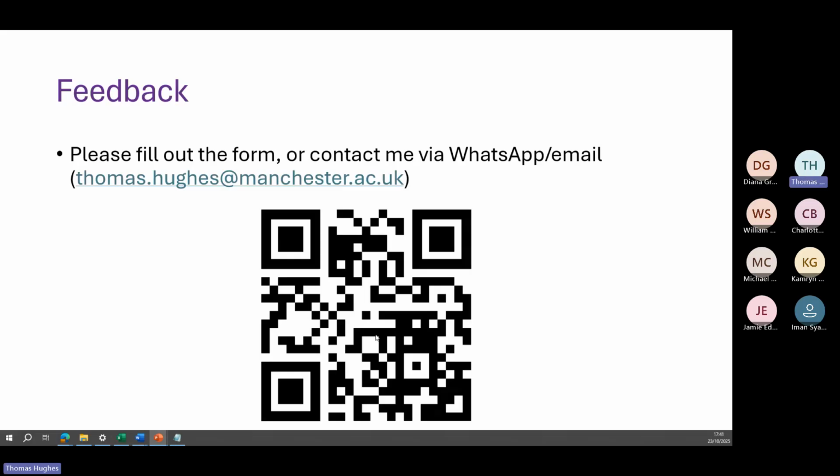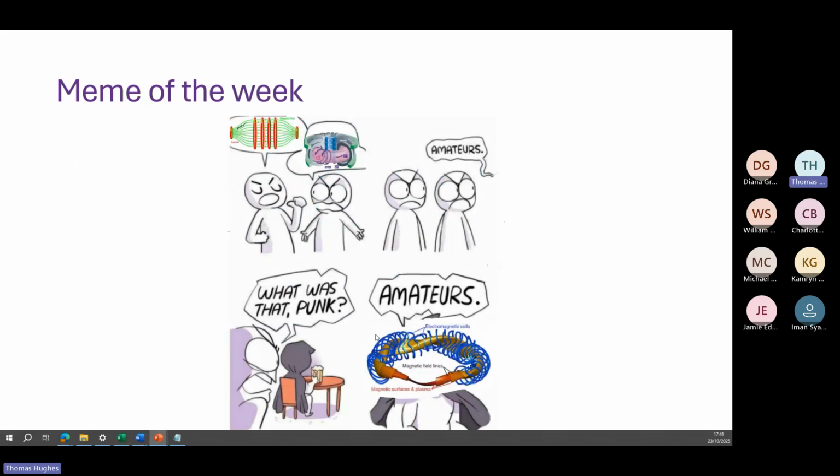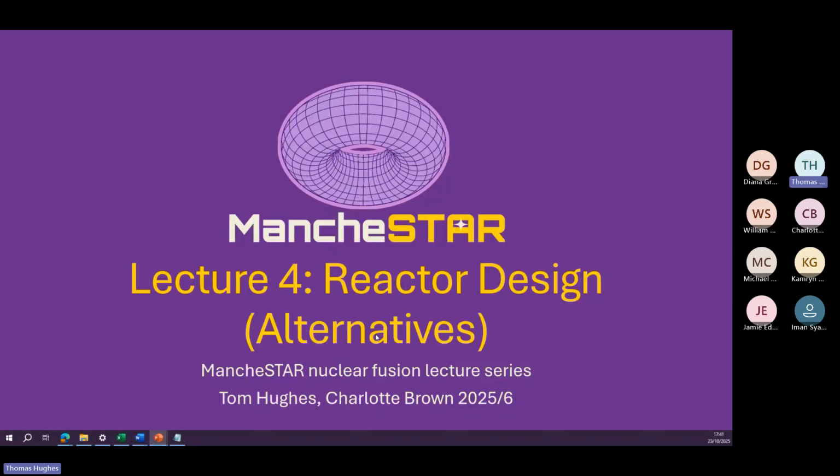I think I'll leave you with our meme of the week, which is about stellarators, because we're going to do accelerators next week. Other reactor designs, so inertial confinement fusion, accelerators, and we'll probably cover some alternative fuel choices like deuterium, and potentially stuff that doesn't even need deuterium or tritium. Yeah, hope you enjoyed it. If you've got any questions, please let me know.